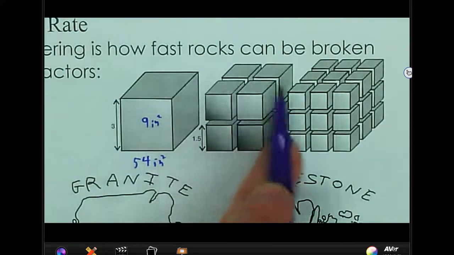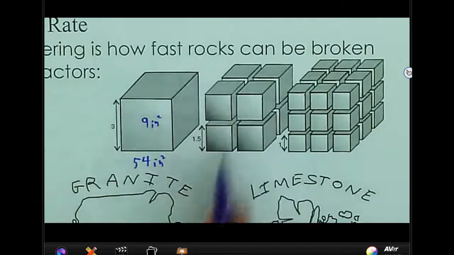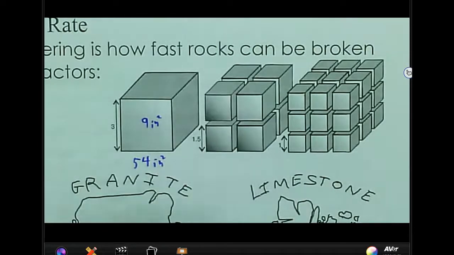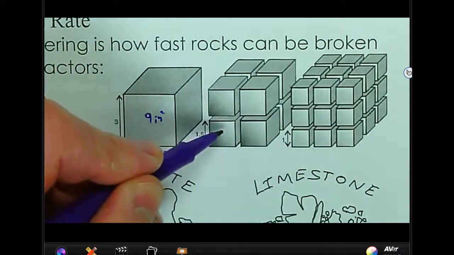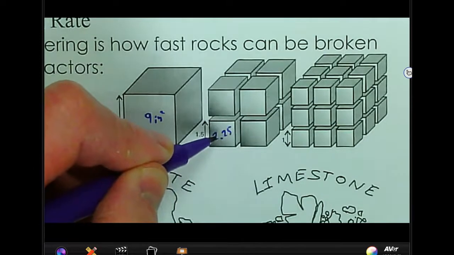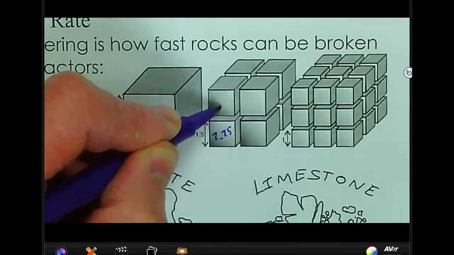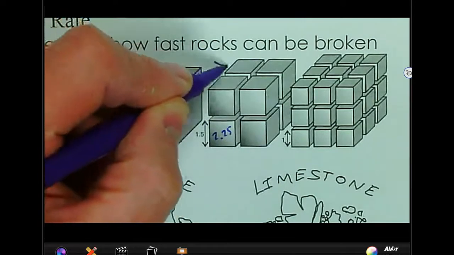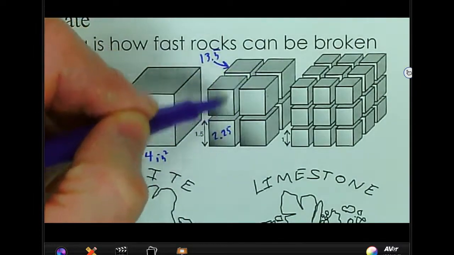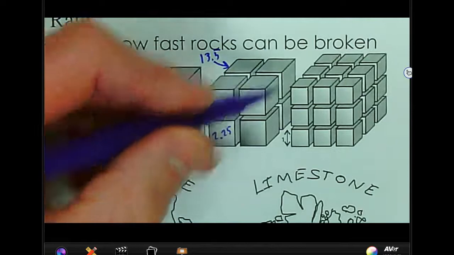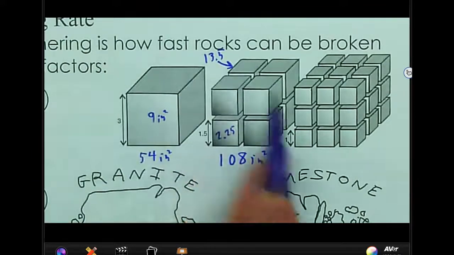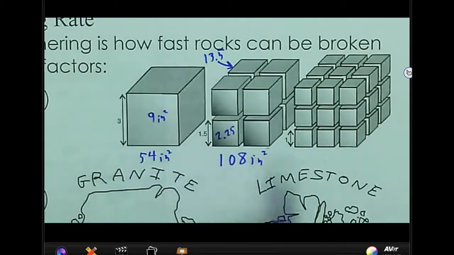Now here we have the same amount. We've just taken this block and we've broken it up. So it's the same amount of material. It's just now broken into different pieces. If we take 1.5 by 1.5, we're going to get a square of 2.25 square inches for that, which means each of these little boxes here is going to have a total surface area of 13.5, but there's 8 of them on here. So that gives us a total of 108 square inches of surface area. So the surface area is increased to 108.